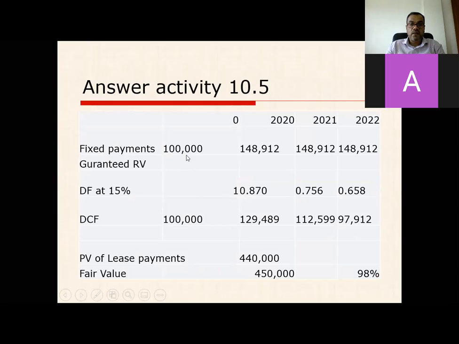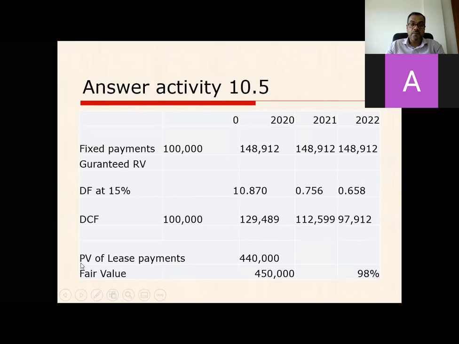the fixed payment 100,000, then rentals 148,912 each year. When you discount them, the values of the lease liability will be 129, 112, 797. The summation of these three lease liabilities is 340 plus this 100,000, it becomes 450.